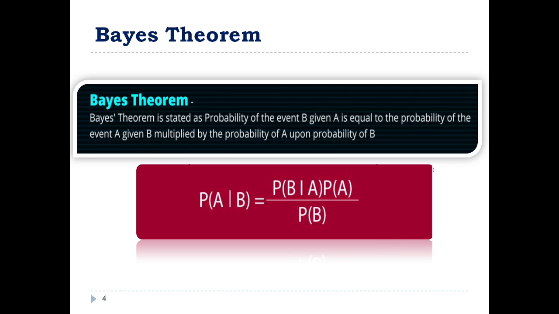So Bayes theorem is very important for the naïve Bayes classifier. Here is the Bayes theorem formula that we use. Bayes theorem is stated as the probability of the event B given A is equal to the probability of the event A given B multiplied by the probability of B upon the probability of A. So that is the Bayes theorem formula.